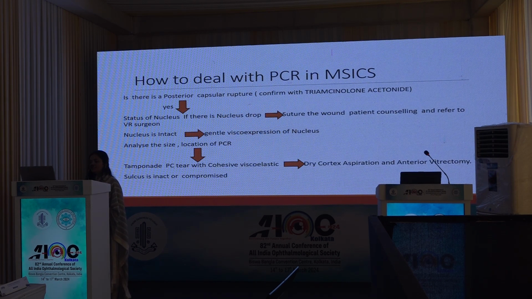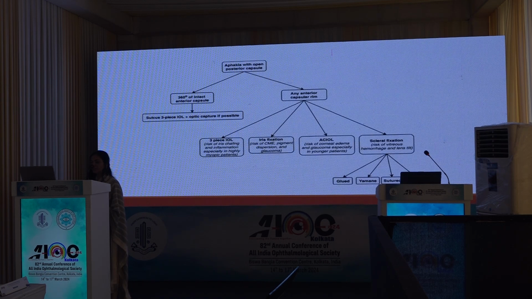Then we should analyze the sulcus, whether it is intact or compromised. Now we have to analyze the situation: aphakia with the open posterior capsule. If the sulcus is intact, then we can go ahead and implant the 3-piece IOL and do optic capture if possible. If the anterior capsular rim is not intact, then there are 4 options. We can implant a 3-piece IOL, but there are chances of subluxation or dislocation. We can also fix iris claw lenses. We can implant an AC IOL, and scleral fixation is also an option.